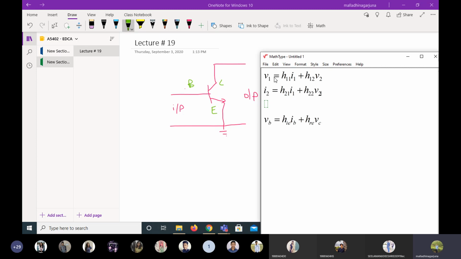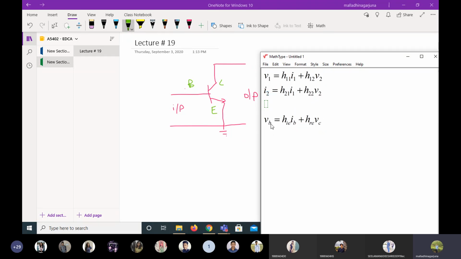Here, 1 indicates the input port and 2 indicates the output port. In this common emitter configuration, the input port is the base terminal and the output terminal is the collector terminal. So wherever 1 appears it is replaced with the base, because the input is the base terminal. The 2 is replaced with the C, because the output is the collector terminal.